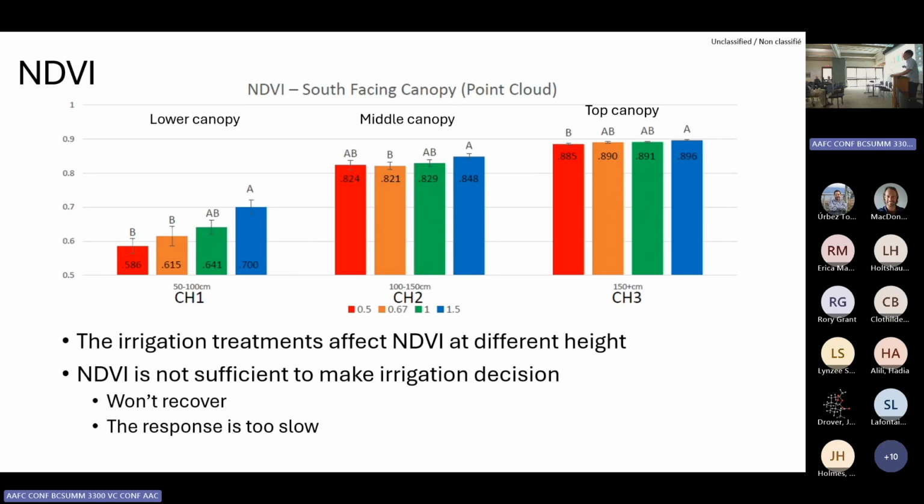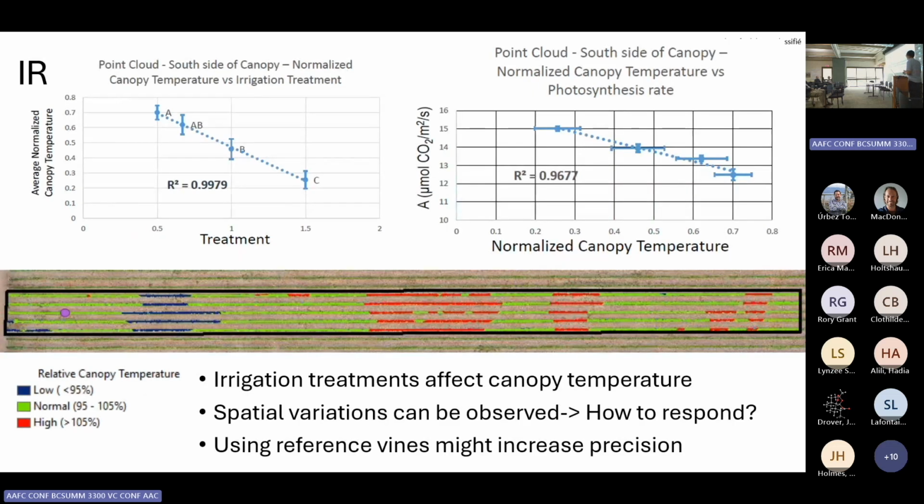It won't recover, right? Even though you restore the irrigation and now it's well irrigated, the damage has already been done, and your NDVI still captures the old water stress event. Basically, the response is too slow. It's really hard to use NDVI to make the irrigation decision.